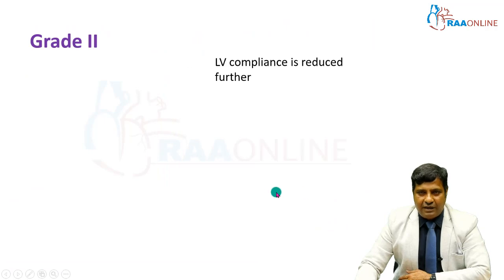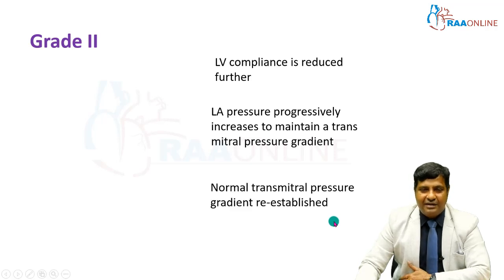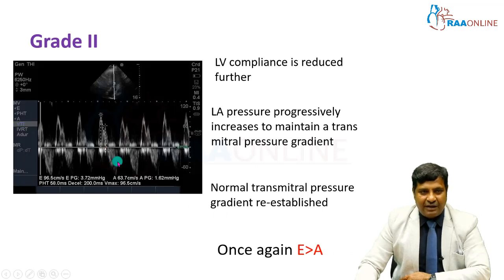What is grade 2? As the disease progresses, the compliance of the LV is reduced further. As a result, the left atrium remodels, and pressure progressively increases to maintain the transmitral pressure gradient to push the blood from the left atrium to the left ventricle. As a result, your normal transmitral pressure gradient is re-established. That means again the early filling takes precedence. The majority of the flow happens during early filling, and the atrial kick contributes only 25%. That means this goes back to the normal pattern.